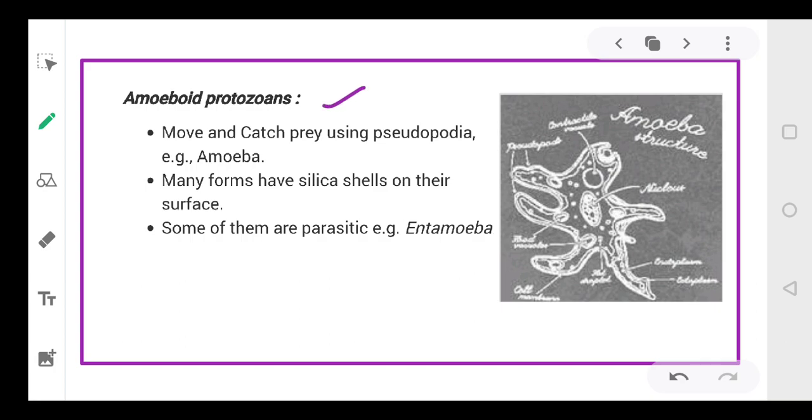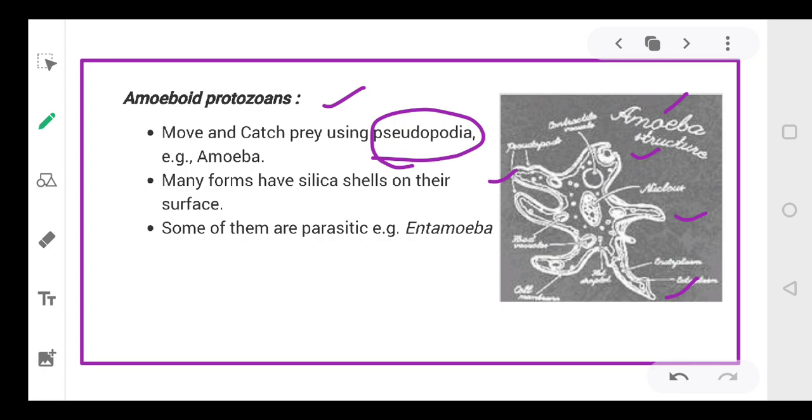So the very first is amoeboid protozoans. Example is amoeba. आपने देखा है amoeba? We were talking about it since 6th class. The diagram of amoeba started from 6th class. So these protozoans move with the help of false feet. And this kind of feet that you see is called pseudopodia. So these false feet are called pseudopodia.